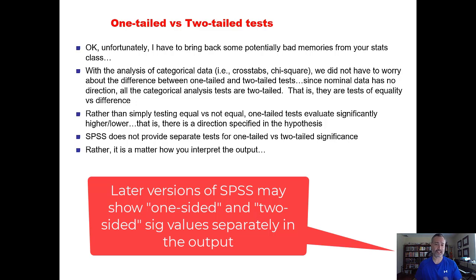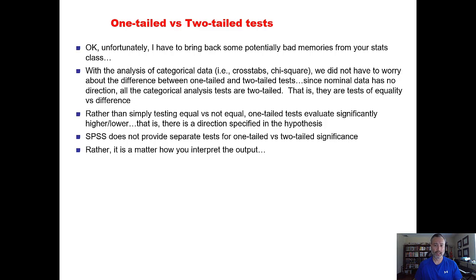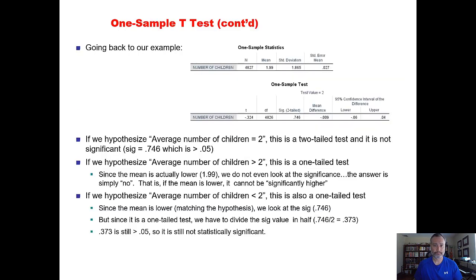The two-tailed test is just same or different, one-tailed higher or lower. And the big difference there is just the way that you ask the question. Okay, so let me show you how you would interpret that here. We'll go back to our example, our one sample t-test. Same output that we were looking at.